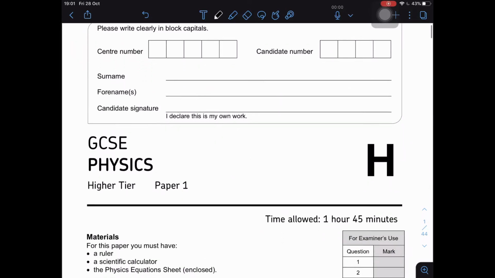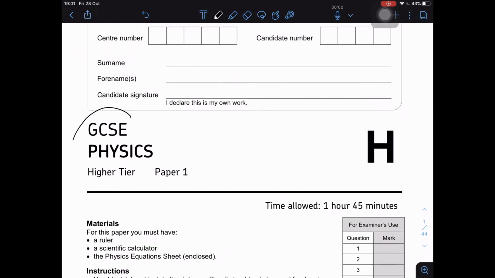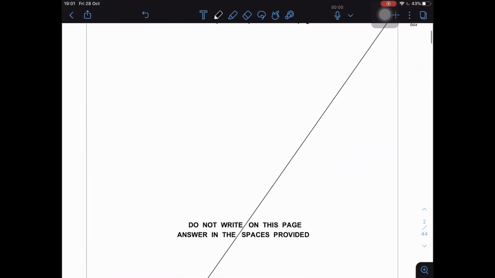Hi, welcome to GCSE Physics AQA paper number 1, released in 2021. This is for the higher tier, so it's going to be a little bit difficult, but it's not triple. So let's get started.